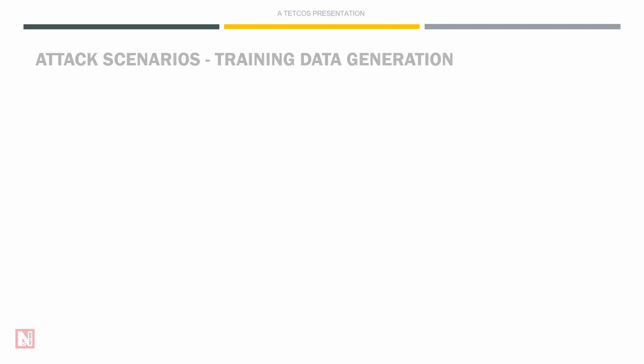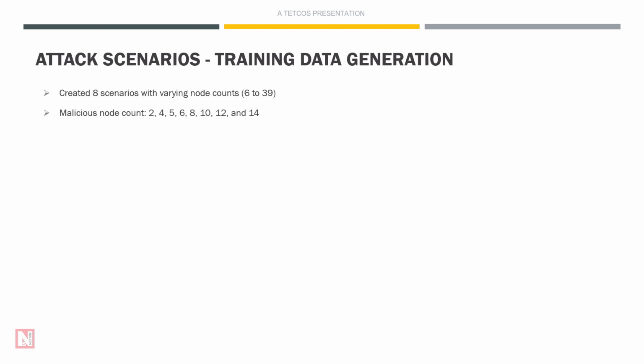To build a reliable machine learning model for detecting attacks in RPL networks, we began by generating training data across multiple scenarios. We created 8 distinct scenarios, each with a different number of nodes, ranging from 6 to 39. In each scenario, we varied the number of malicious nodes, using values like 2, 4, 5, 6, 8, 10, 12, and 14. To ensure robustness, we ran each scenario 3 times using different random seeds. Packet tracing was enabled across all simulations, so we could closely monitor network behavior.